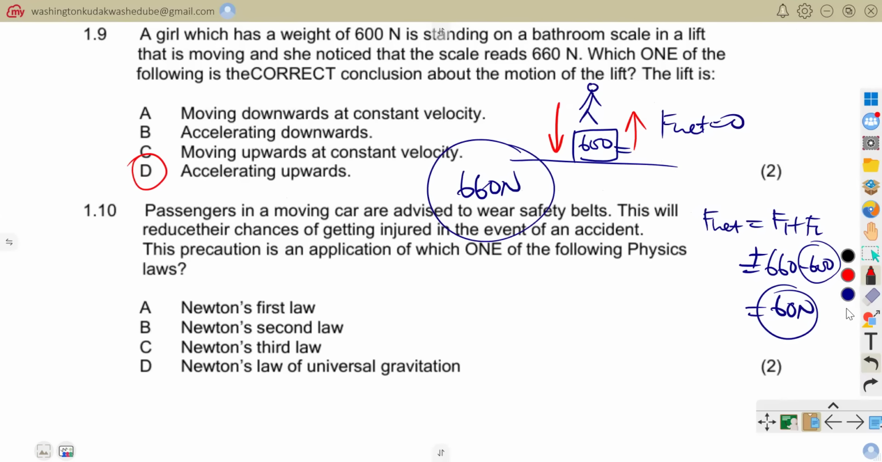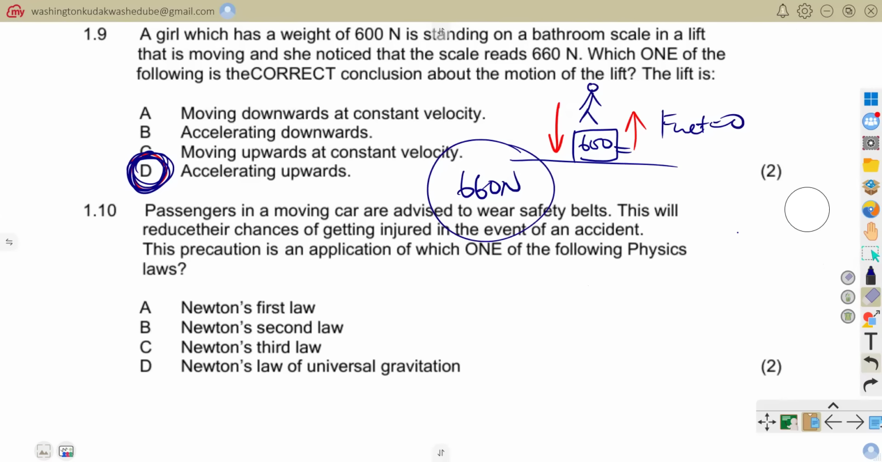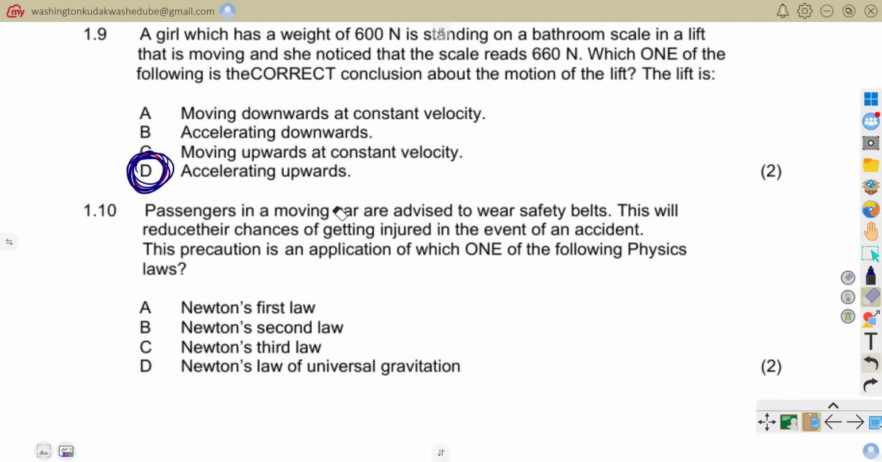So that is how you can also decipher that my lift is accelerating upwards. We are having a positive difference there. So it is moving in the opposite direction. That is how you can also choose that answer.